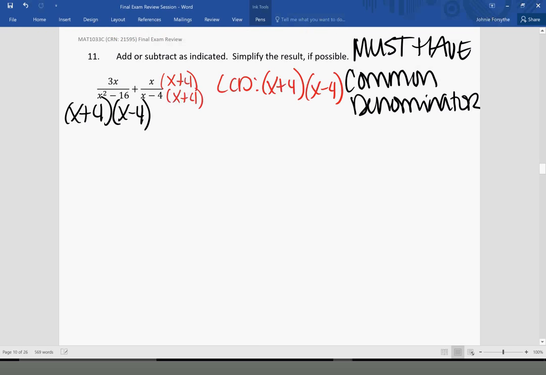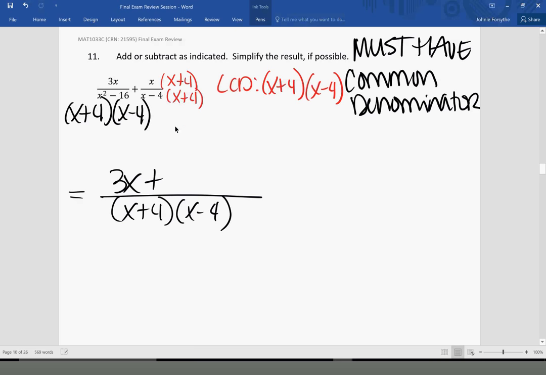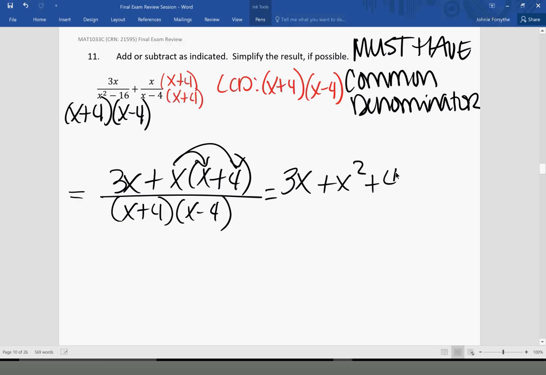So now let's see what we have. If we add this up, we're going to keep that denominator of x plus 4 times x minus 4. But now we're going to combine the top. So 3x plus x times x plus 4. Let's distribute. First we have 3x, now let's distribute. x times x is x squared. x times 4 is positive 4x, divided by x plus 4, x minus 4.